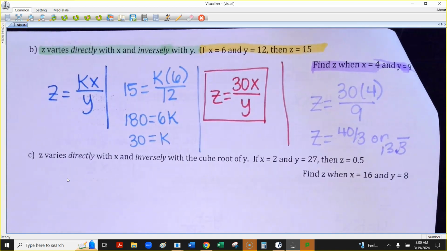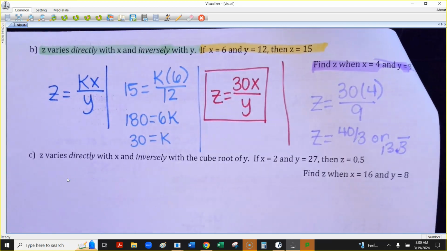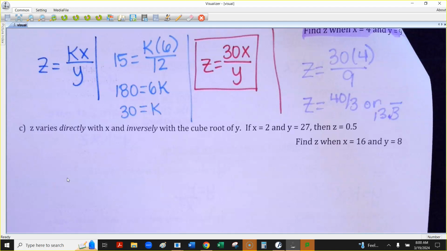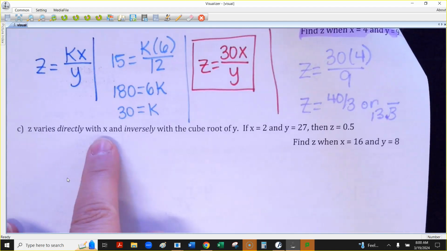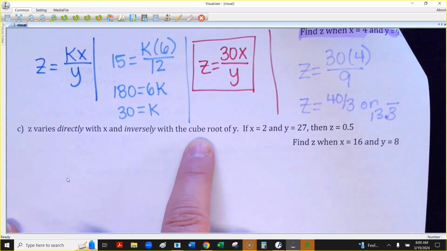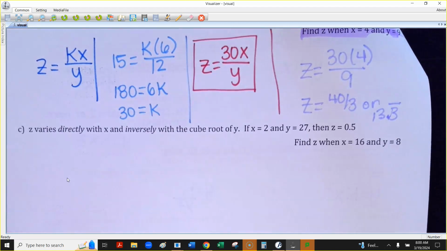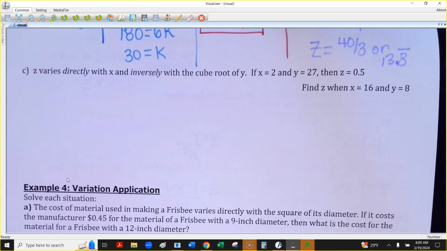Does anybody have a question? We're going to try one more, and then I'm going to have you try a word problem here. Okay, who could set up for me: z varies directly with x and inversely with the cube root of y? How would I write that? Directly with x, inversely with the cube root of y.